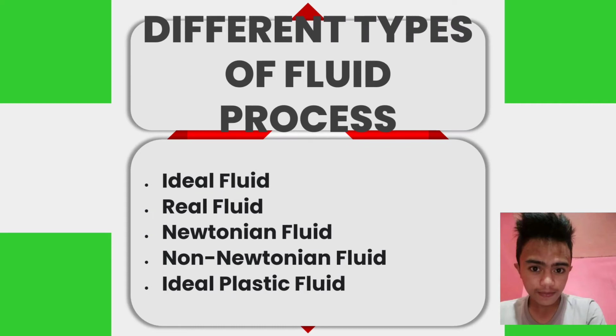The fourth one is non-Newtonian fluid. These are the fluids that do not obey Newton's law of viscosity. And the last one is ideal plastic fluid. It is a fluid whose shear stress is proportional to the rate of shear strain and whose shear stress is more than the yield value, also known as ideal plastic fluid.